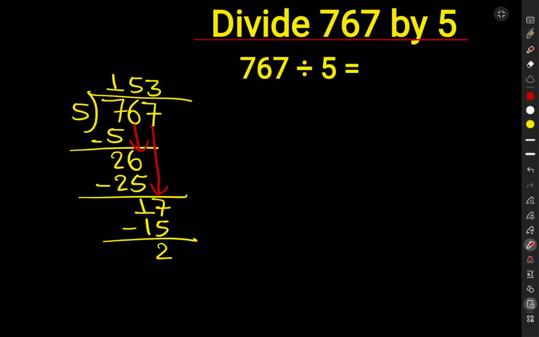So now we have no other number to put down. So we place a decimal here, so that we put 0. So it is 20 and 5 times 4 is 20. On subtracting we get 0. So 767 divided by 5 is 153 decimal 4.